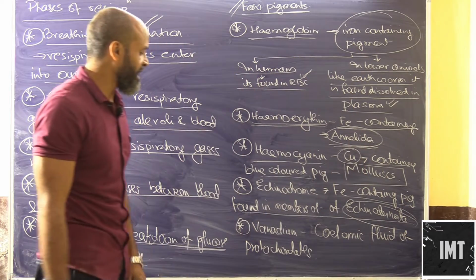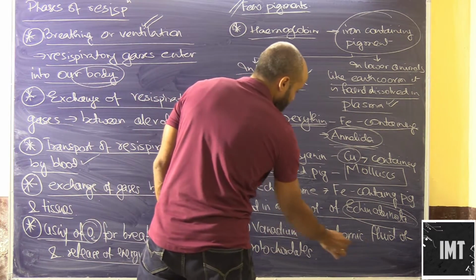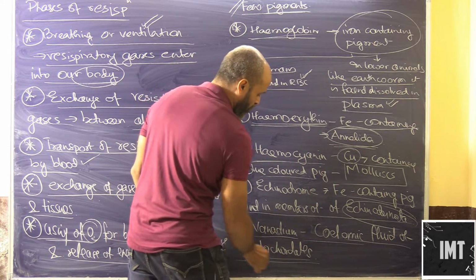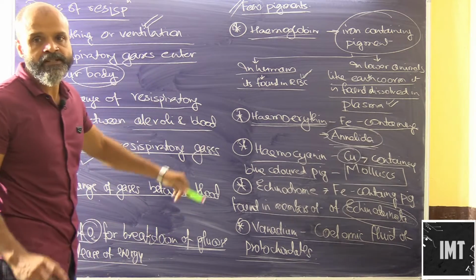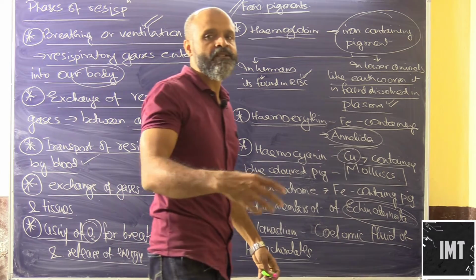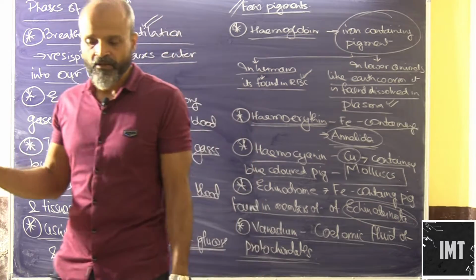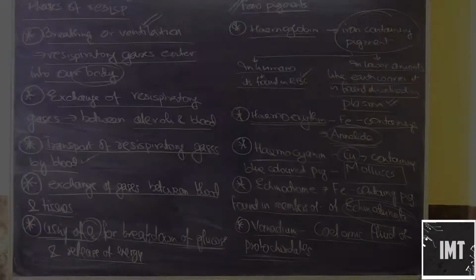Okay. Then we have vanadium. Vanadium, we all know, is also an element. This is generally found in the coelomic fluid of protochordates. So these are certain pigments which in different animals assist in different ways in the process of respiration. Okay, so we are going to look into how they assist in the process of respiration.